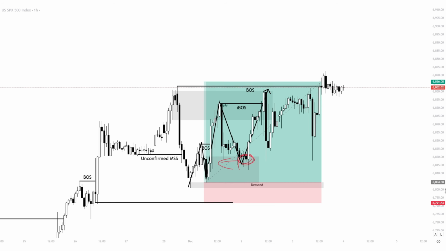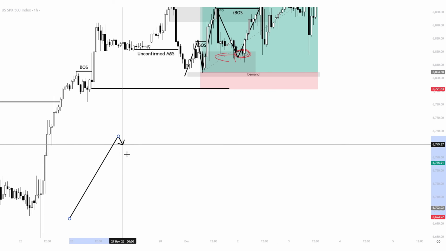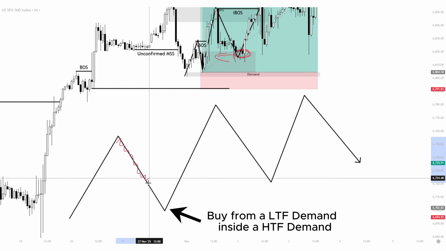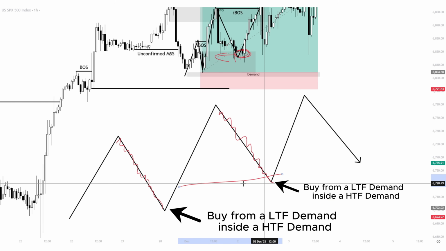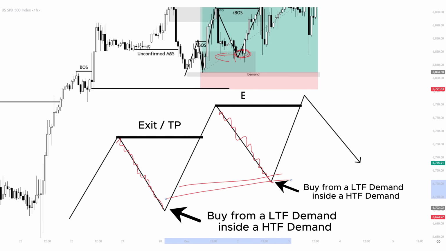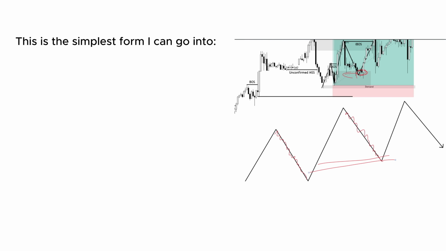Now this trading approach might seem complicated at first, but all that we're doing is just looking for buying opportunities on the swing lows during an uptrend, but doing so inside the low time frame, and exiting on a swing high on the high time frame. This was the simplest form I could go into this way of price action analysis and setup planning.